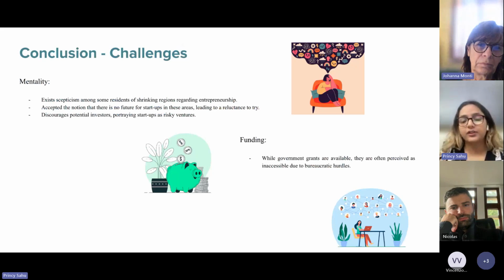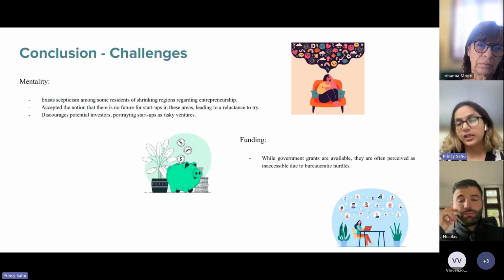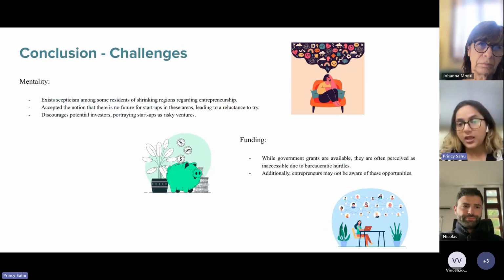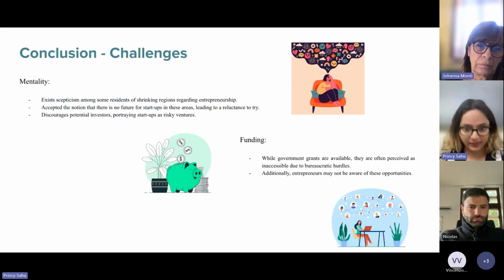When we talk about challenges regarding funding, the government grants are available, but due to bureaucratic hurdles, they are not accessible to everyone. And entrepreneurs are sometimes not aware of these opportunities as well.